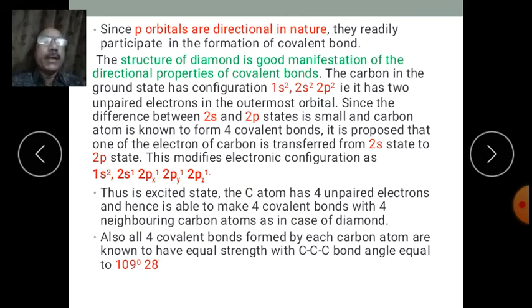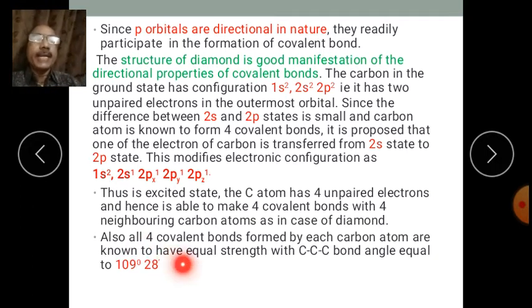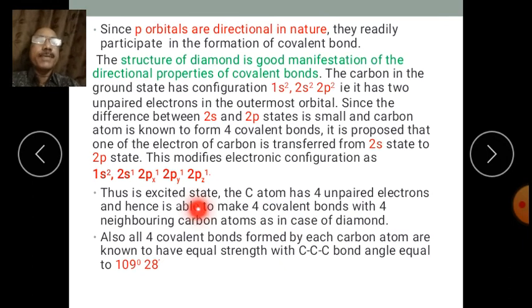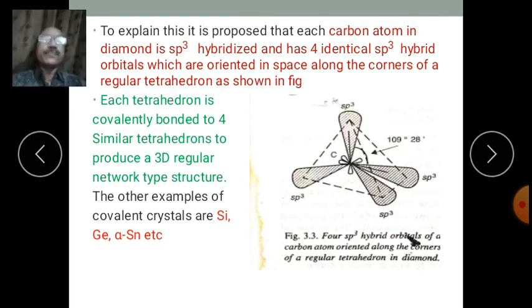Also, all 4 covalent bonds formed by each carbon atom are known to have equal strength. So the C-C-C bond angle is 109 degrees and 28 minutes. To explain this, it is proposed that each carbon atom in diamond is sp3 hybridized. Why is it called sp3? One electron in the 2s orbital and 3 electrons in the 2p orbital, so it is called sp3 hybridization, isn't it?